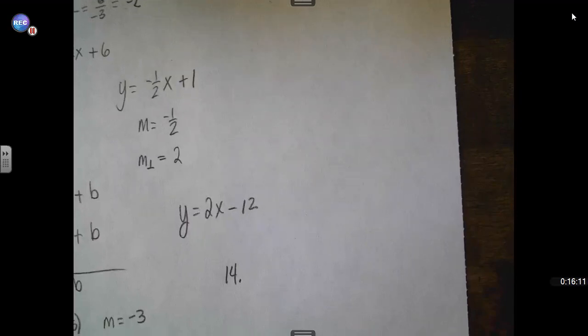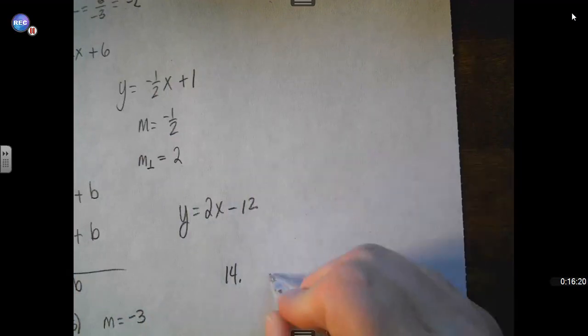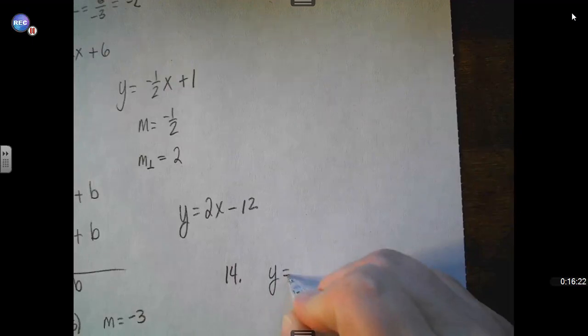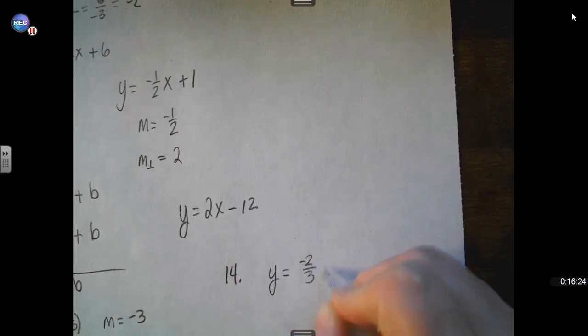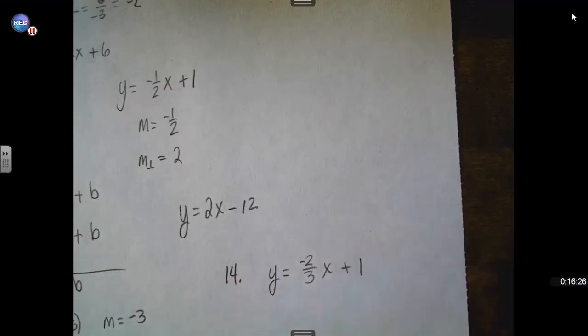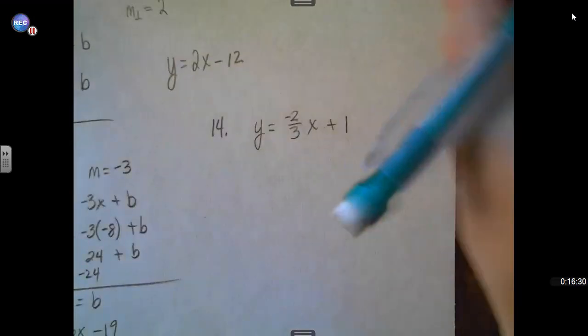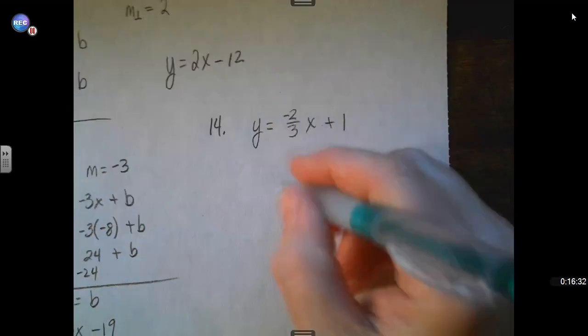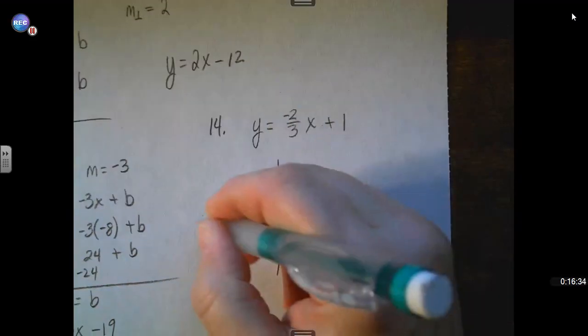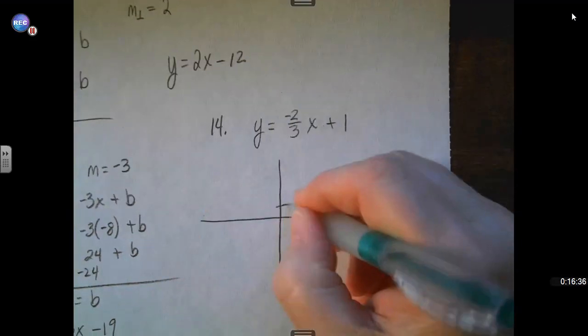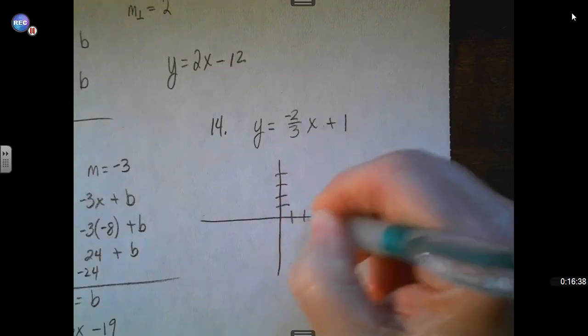Okay, so 14. Let's see. Graph the line, state the slope and the y-intercept. y equals -2/3 x plus 1. So it's already in slope-intercept form. If it weren't, I would put it in slope-intercept form.